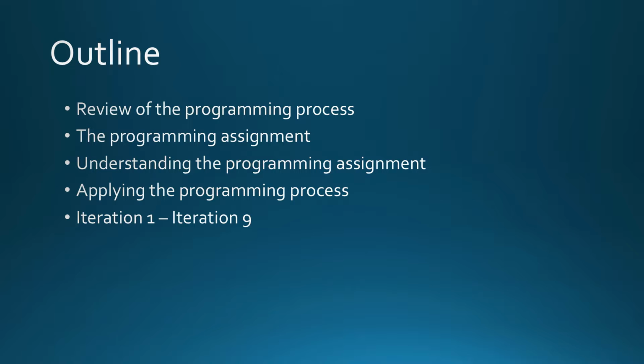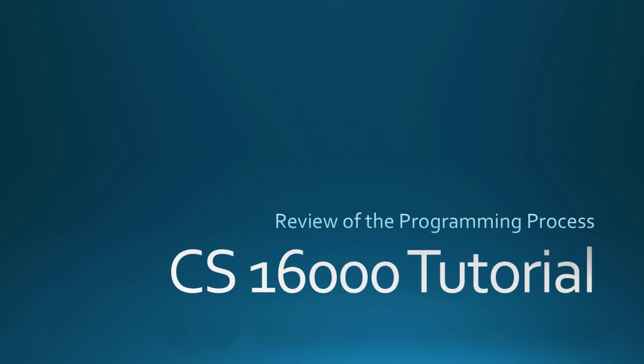Finally, we're going to construct the Java program, and we're going to construct this program in a piecemeal fashion. We're going to actually construct it using 9 iterations. And by an iteration, I mean we're going to construct 9 different versions of this Java program. Each version is going to get us a little closer to the complete solution. Next, we'll review the programming process.